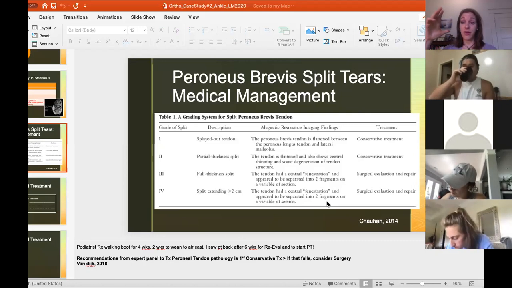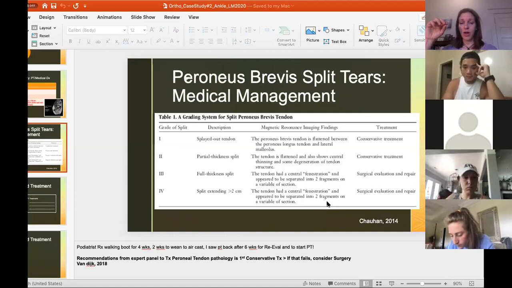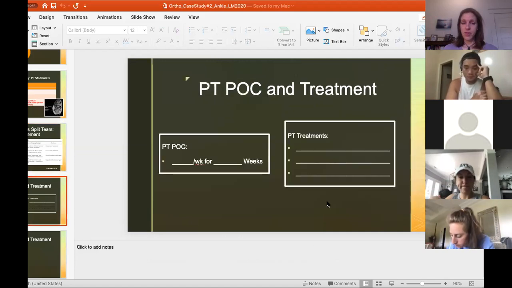So that's what we're trying to do. Versus a full thickness split. She did not have that. She had a partial thickness split tear, so probably a grade 2 if we were to grade it. A full thickness split or a longer split in that tendon would justify more of a surgical intervention. So based on that, I think a trial of conservative treatment is appropriate. That's what our podiatrist said.